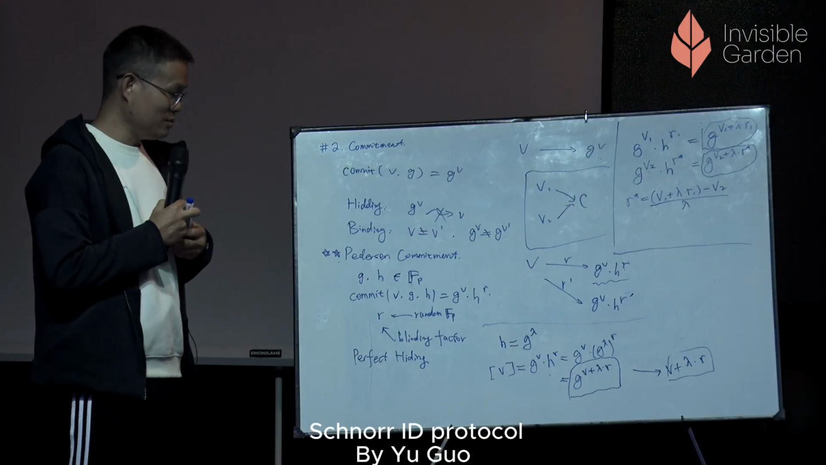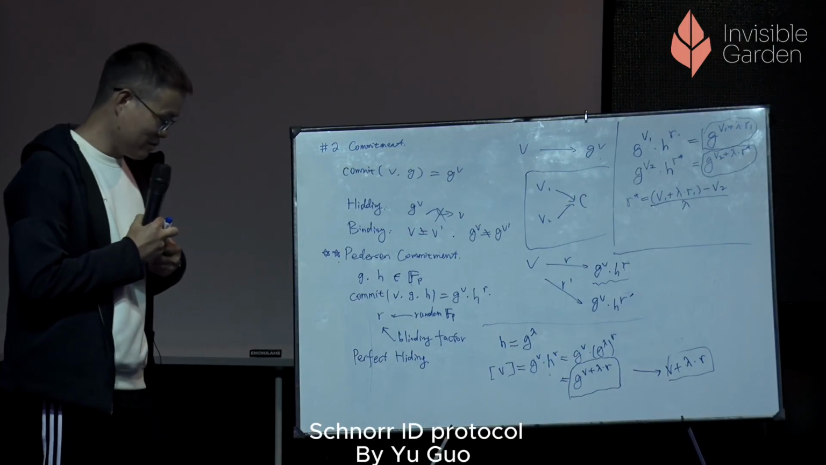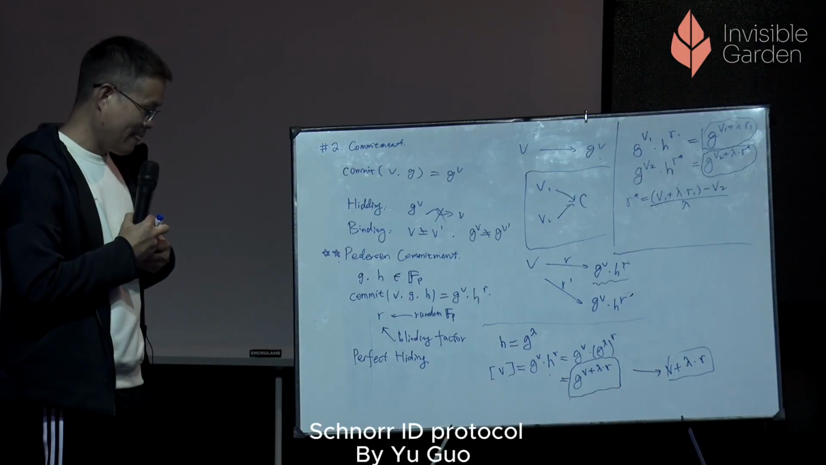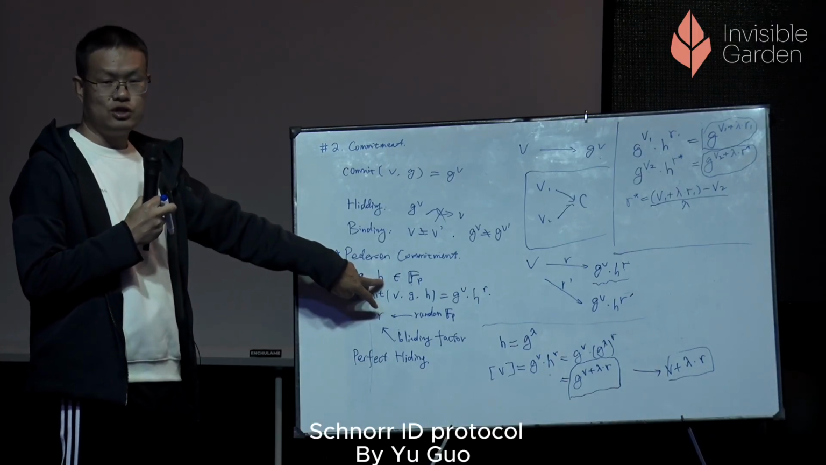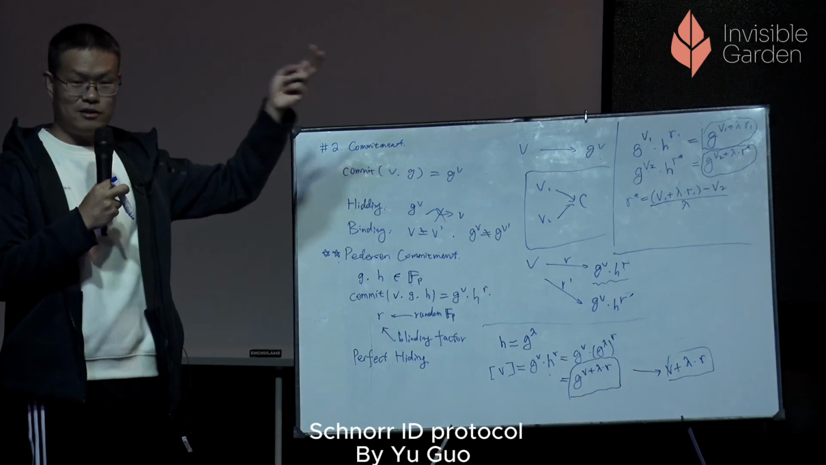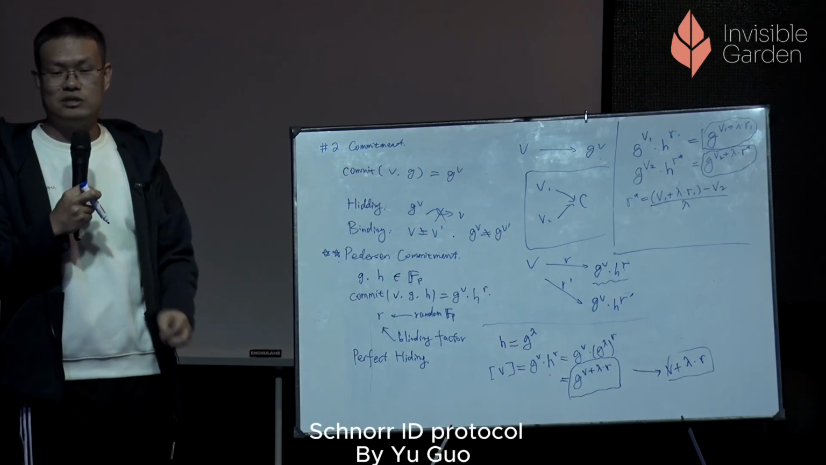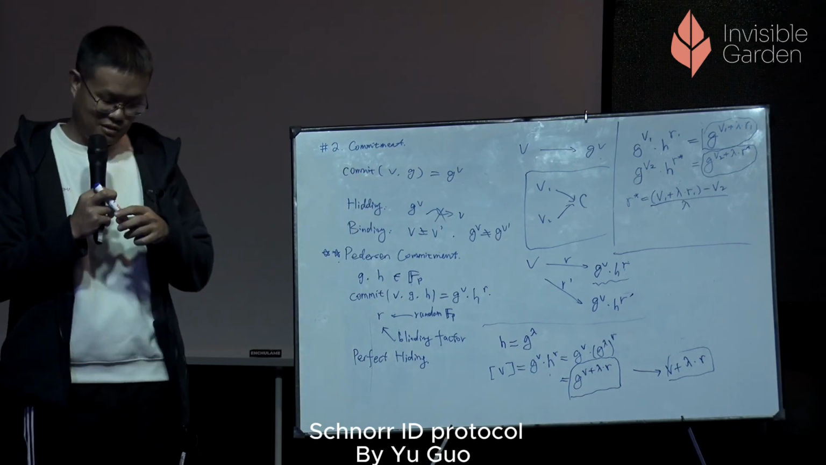So to prevent the attack, G and H should be selected by another trusted third party, or sometimes through a trusted ceremony, I think.